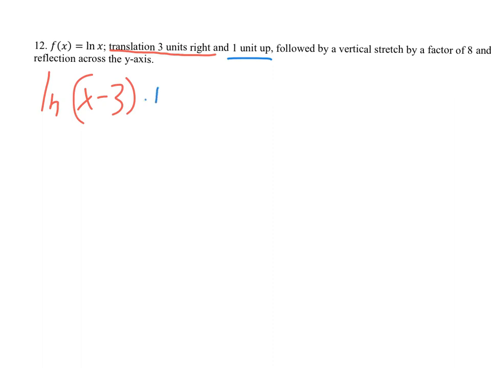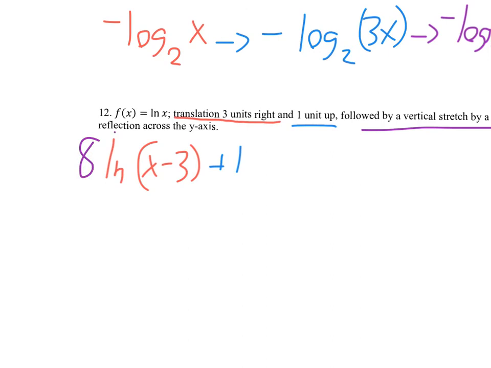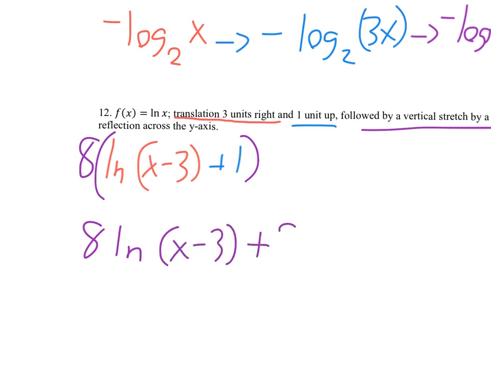1 unit up, so plus 1. Followed by a vertical stretch by a factor of 8. Now, a vertical stretch by a factor of 8 means we're going to multiply everything here by 8. Remember that 8 is going to need to distribute. So we're going to have 8 natural log of x minus 3 plus 8.